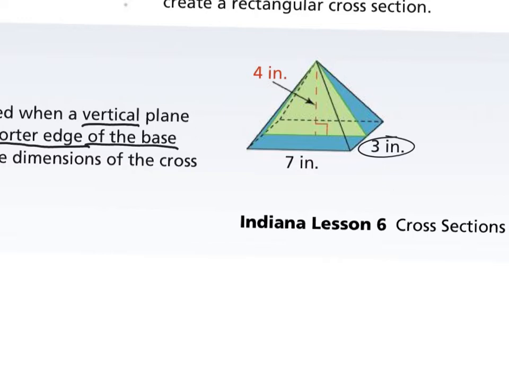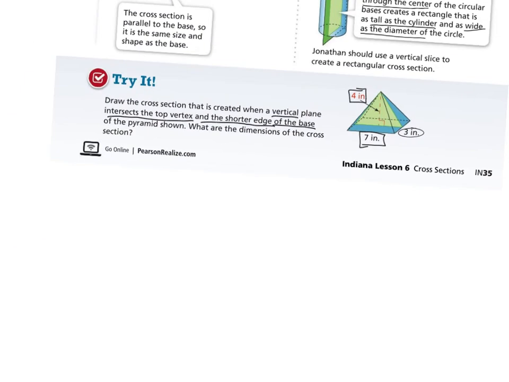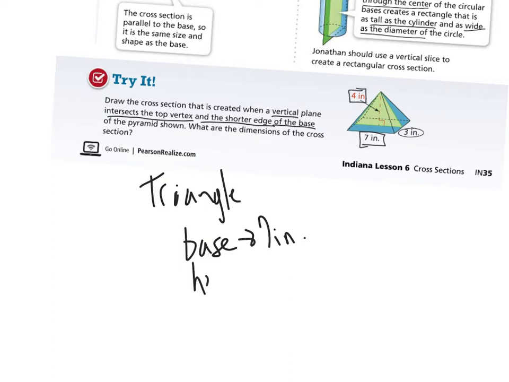So the height is going to be 4 inches, and then if you think about it, the base is actually going to be 7 inches. Okay, we cut going through the 3-inch side, so the 7-inch side is going to be what we're going to have. So it's going to be basically a triangle with a base of 7 inches and a height of 4 inches.